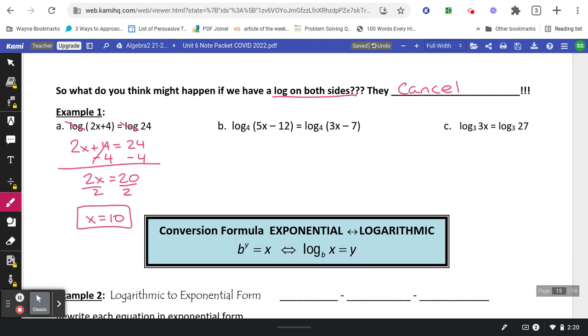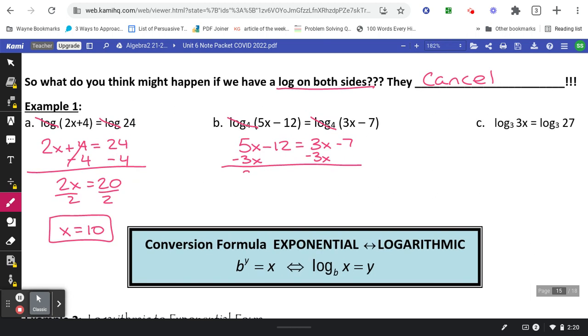Part B is the same. Again, you have log base 4, also canceling with the log base 4, so the little 4s go with it. And then you would solve from there. You could leave it as a fraction 5 halves, or you could change it to 2.5.